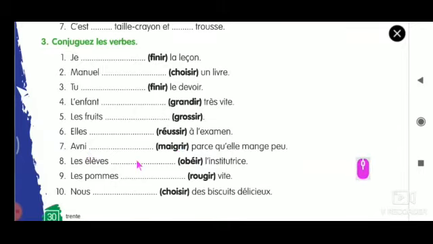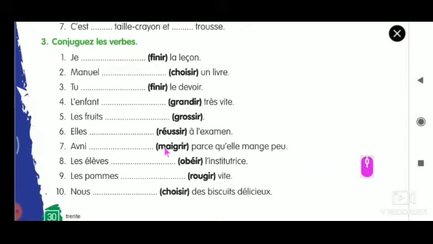Avni dash parce qu'elle mange peu. So Avni is third person singular, so that will come under il or elle. So for this, which one is the radical? The last R. You have to take out the last R and the rest of the thing is radical.